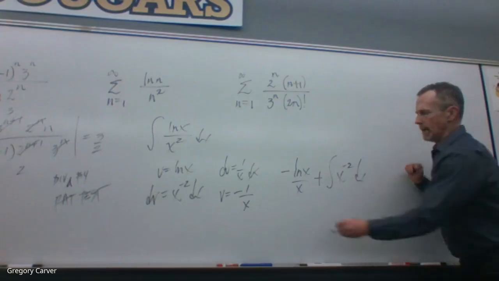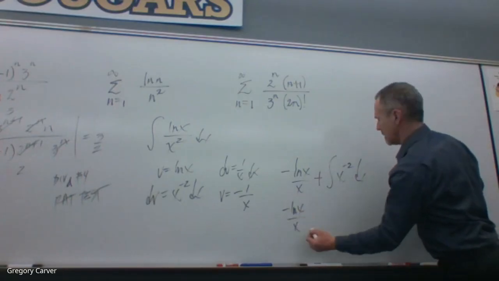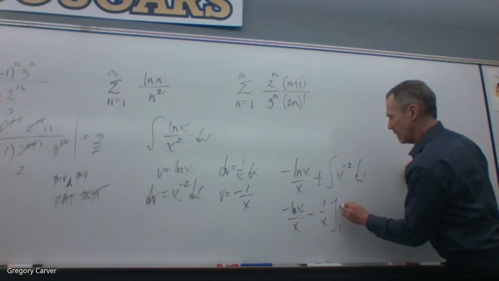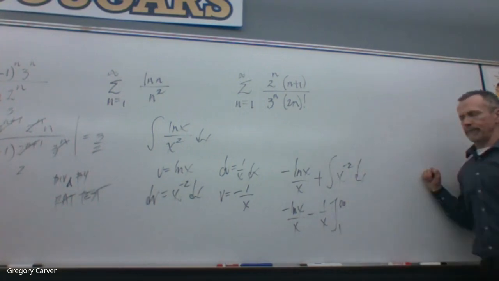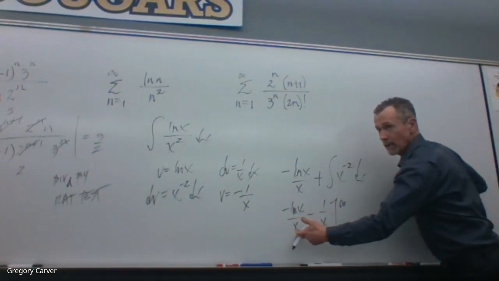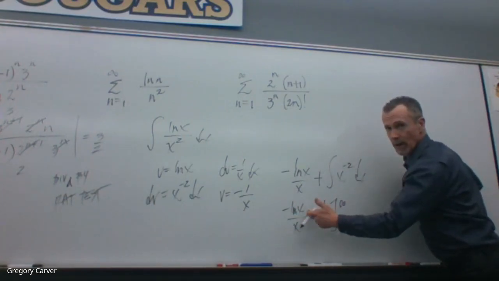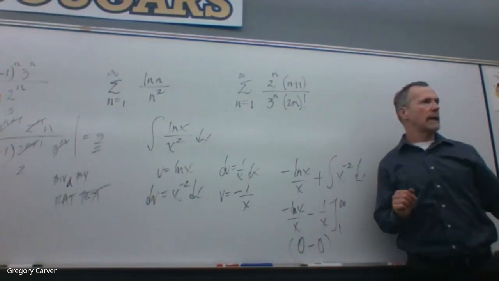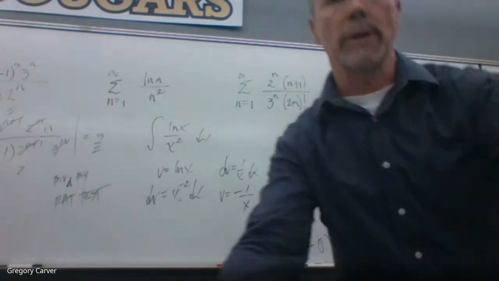Everybody good? Negative ln x over x. This is going to be minus 1 over x going from 1 to huge. Let's plug in huge. ln x over x, that's indeterminate. You guys agree? This is 1 over x over 1. This goes to 0 minus 0. I'm not showing the L'Hopital's rule, but I'd like you to show me it on the test or quiz.